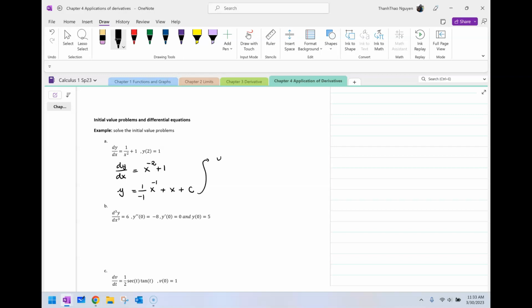So let's clean this y up. y equals negative 1 over x plus x plus c. We are given y of 2 equals 1. This implies negative 1 over 2 plus 2 plus c equals 1. So this is 3 over 2 plus c equals 1. Therefore, c equals negative a half. Then I can come up with the function y equals negative 1 over x plus x minus a half.